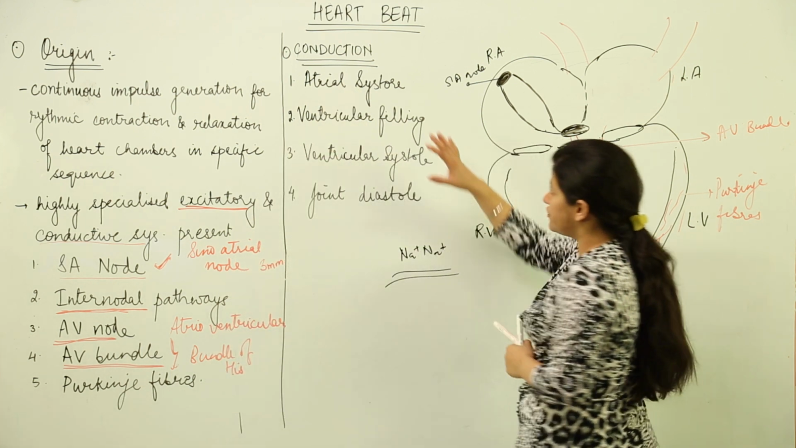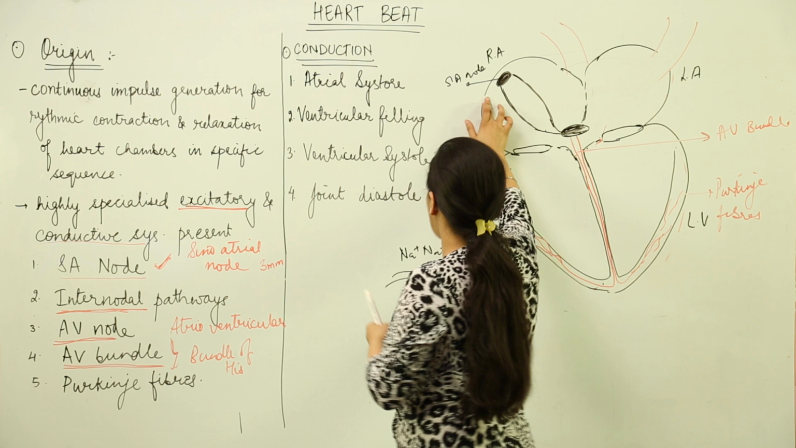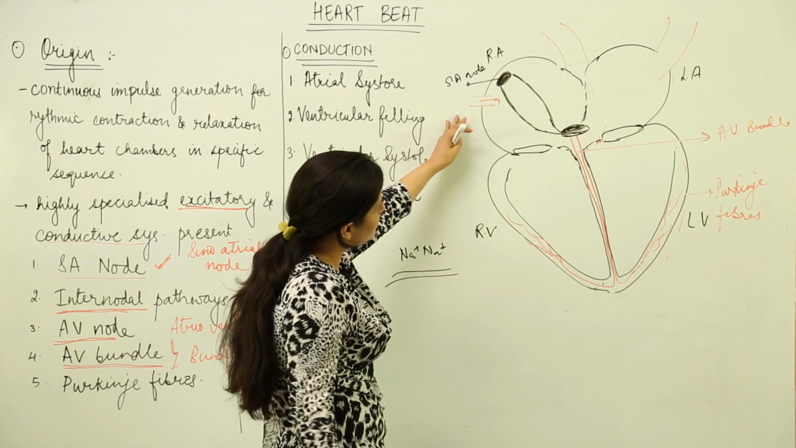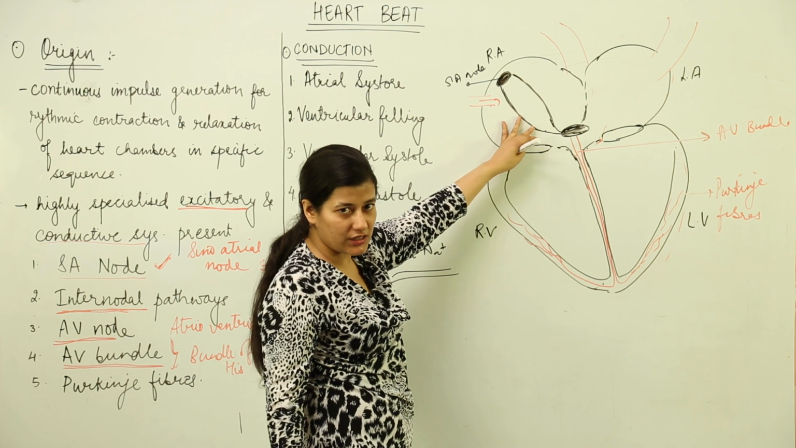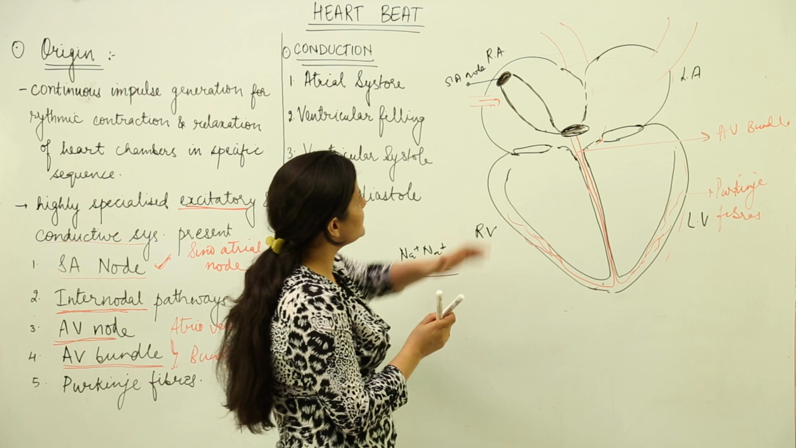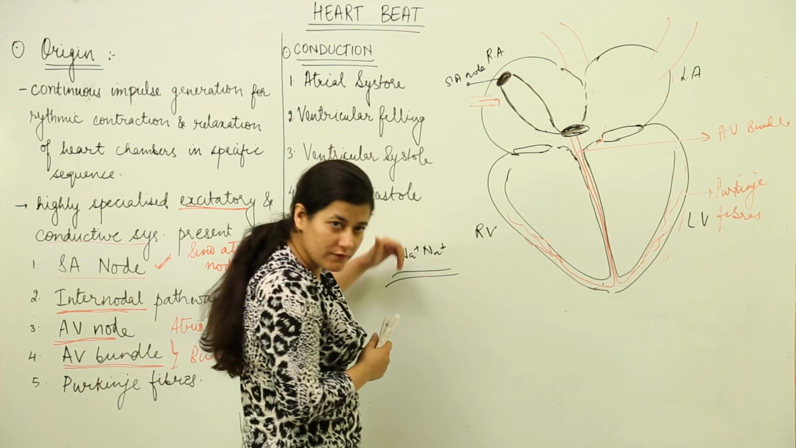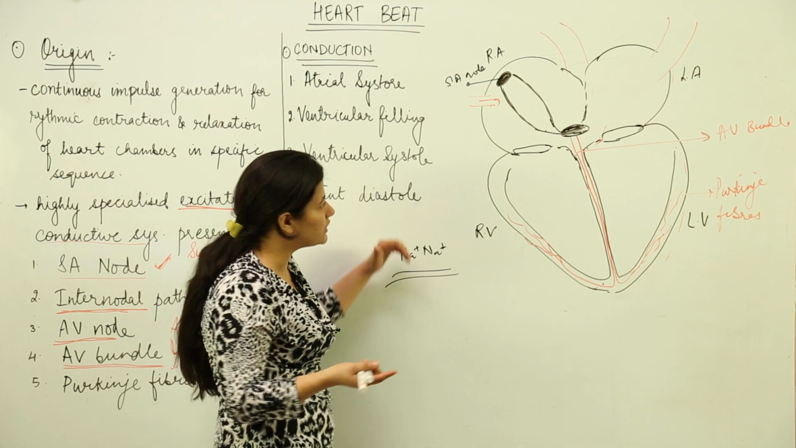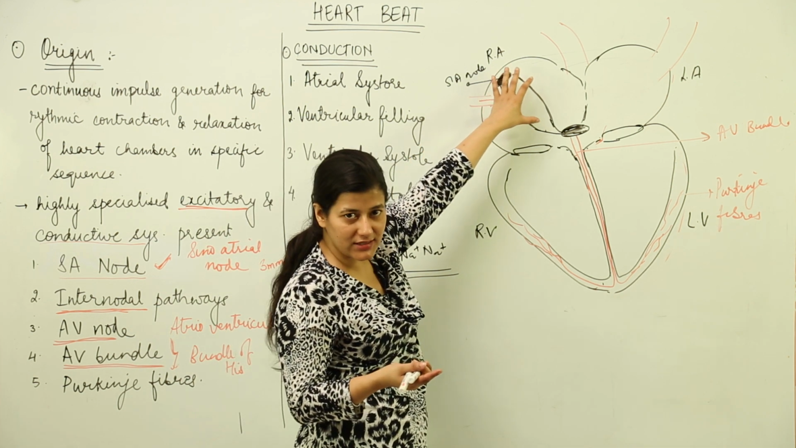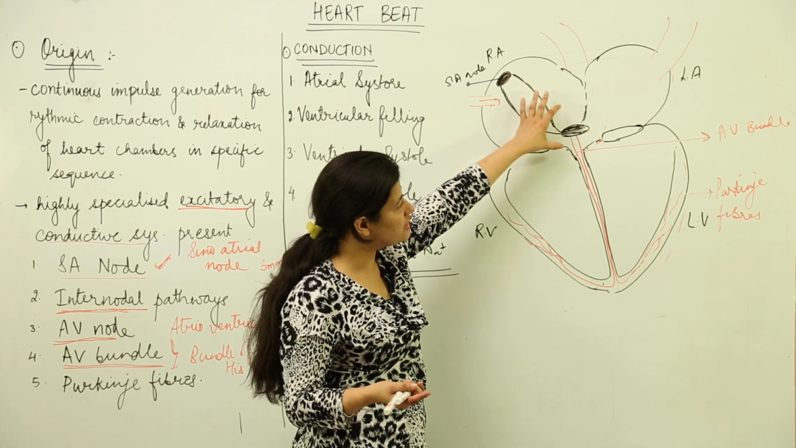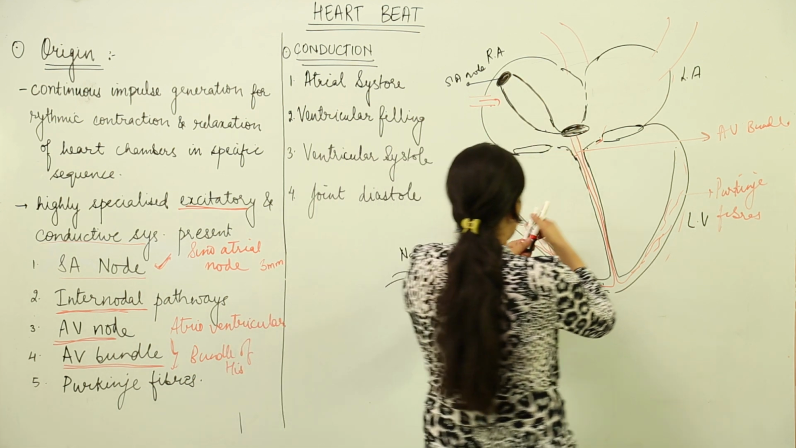Now what happens in atrial systole? Over here there is a supply of deoxygenated blood that comes from here. This deoxygenated blood gets collected in the right atrium for some time, and then the SA node begins: there is sodium inflow inside the fibers and an impulse is generated. That impulse, when it starts, travels at the speed of 0.3 meter per second and reaches the AV node.